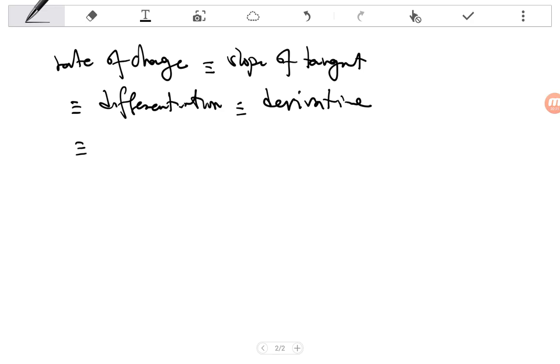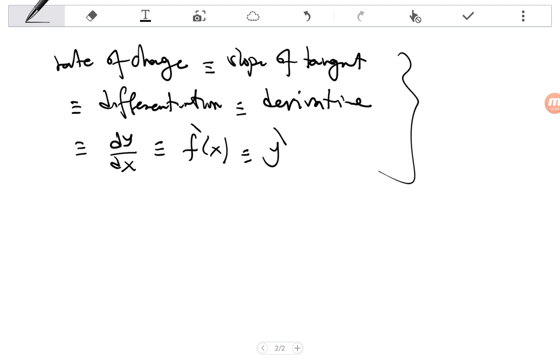And we denote it by these notations. We call it dy by dx. Also, we may denote it f dash of x, or we may denote it y dash. All of these are equivalent to each other. All of these are terminologies that are equivalent to each other. Okay? So, again, what is dy by dx, or what is the derivative?